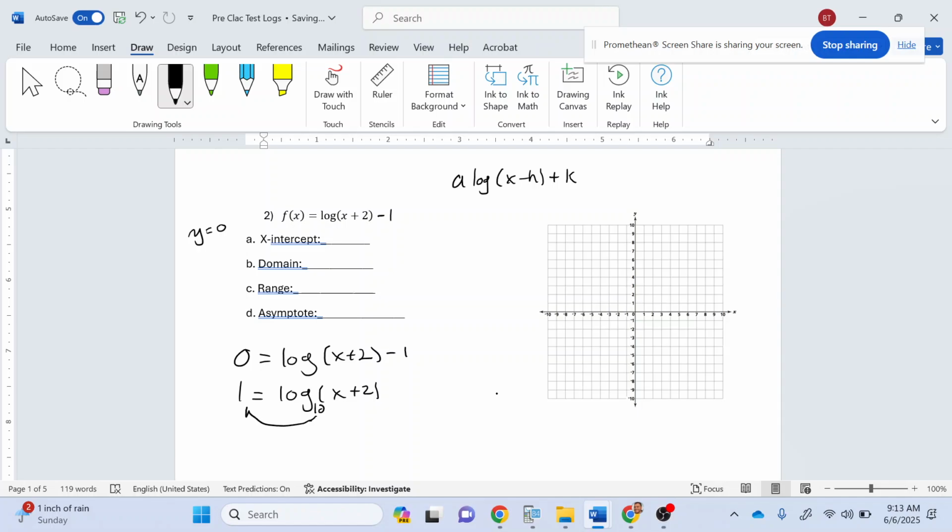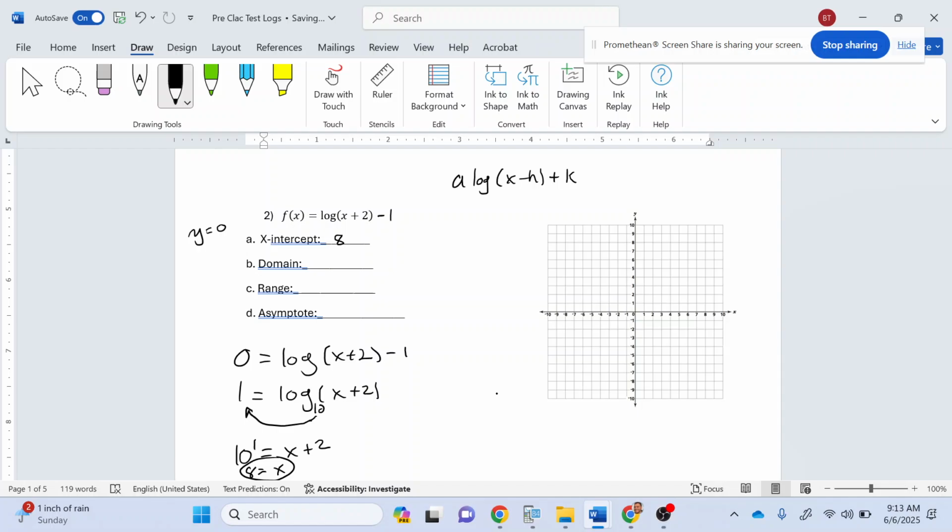So I'm going to bring the 10 to the other side. The base of a log becomes the base of an exponent. So 10 to the 1 power equals x plus 2. Get rid of the log. So it's going to be 8 equals x. So my x-intercept is 8.